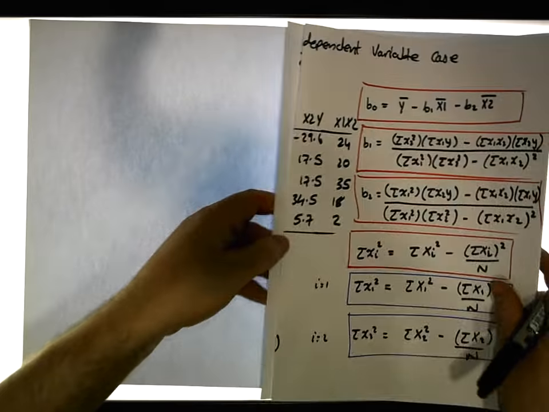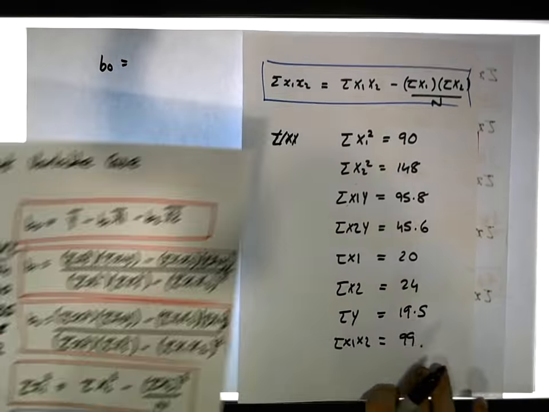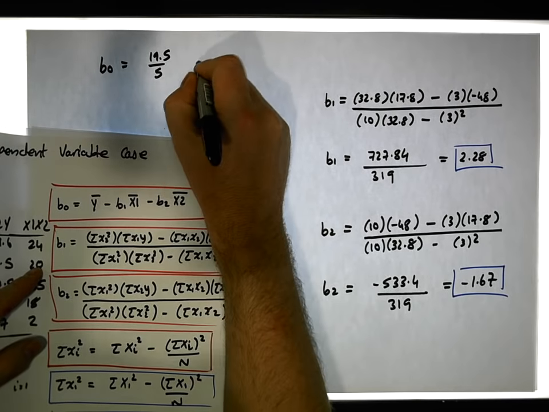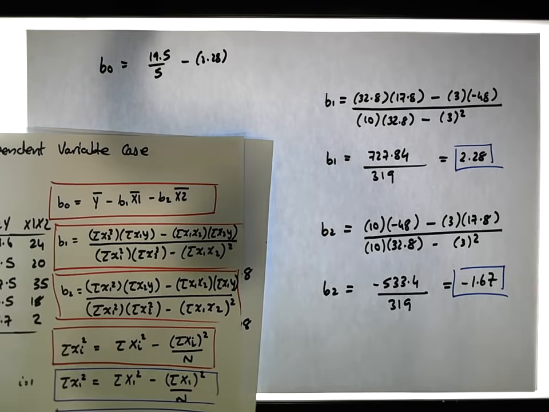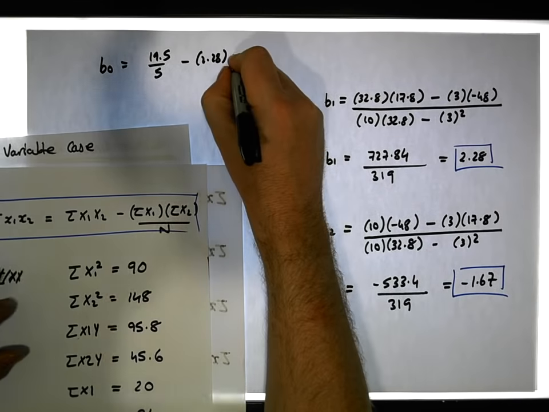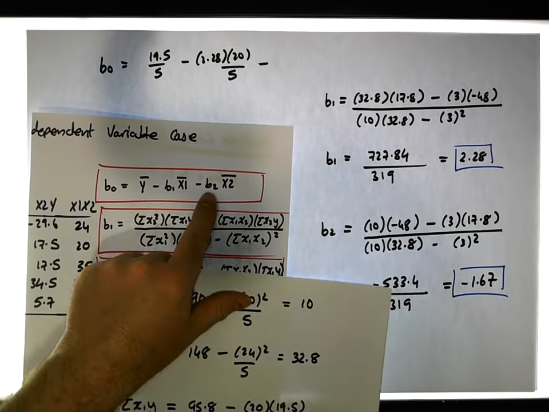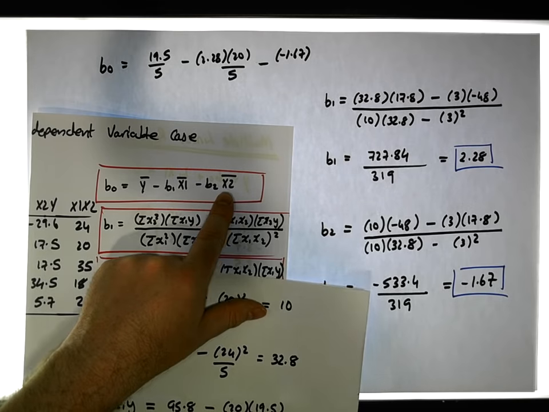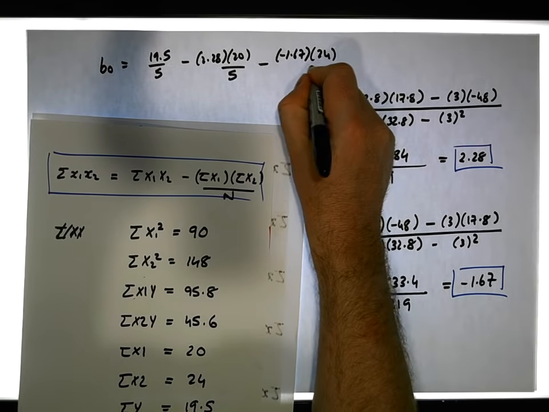The B0 value is equal to the average of the y's. The sum of the y's is 19.5, so the average of the y's is 19.5 over 5, minus the B1 value, 2.28, times the average of the x1s. The sum of the x1s is 20, so it's times 20 over 5, minus the B2 value, which is minus 1.67, times the average of the x2 values. The sum of the x2s is 24, so it's times 24 over 5, which gives us our B0 value.